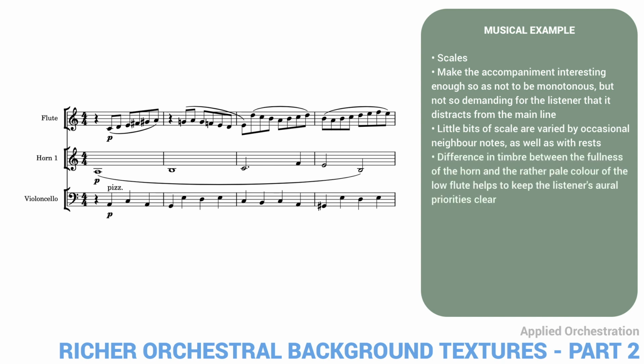The difference in timbre between the fullness of the horn and the rather pale color of the low flute helps to keep the listener's aural priorities clear. Also note that the horn line is in longer, more sustained notes. All these differences, timbre, register, and rhythm, clearly establish the horn as the main line.